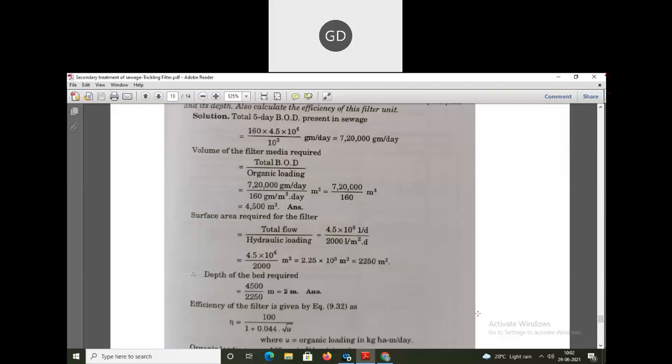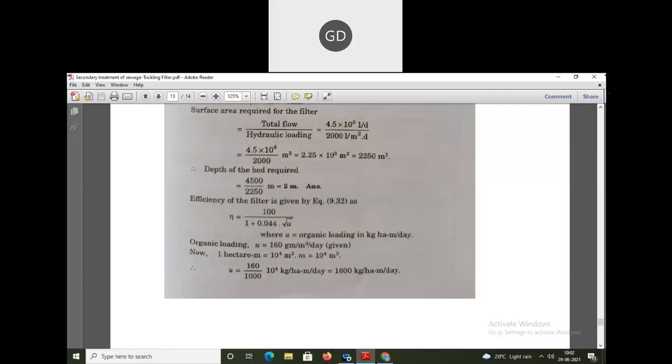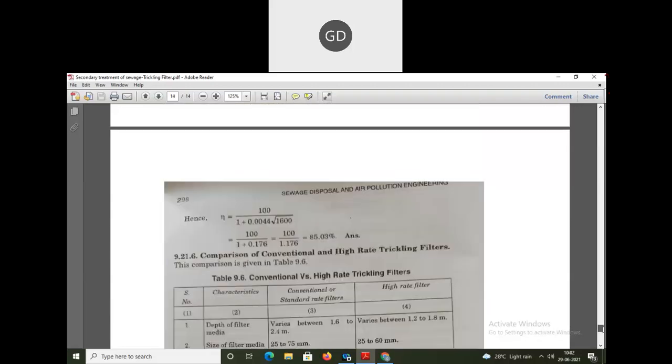Now you can find out the efficiency. The efficiency formula is already given, that we have just learned: eta is equal to 100 by 1 plus 0.044 root over u. Here, what is u? u is your organic loading. The organic loading is given to be 160 gram per meter cube per day. You have to convert it to kg per hectare meter per day, just by dividing by 1000. Whatever value you get, put it in the formula and you will get your answer. So this is a very simple type of numerical.